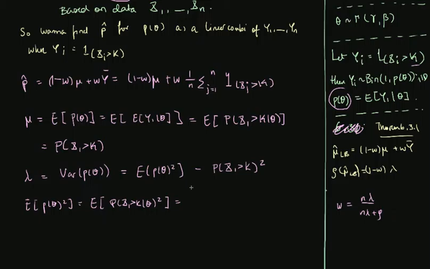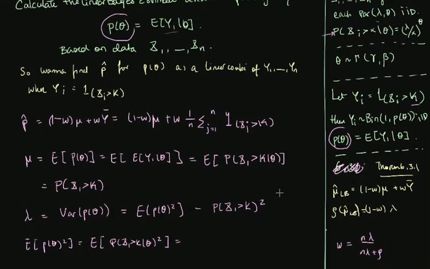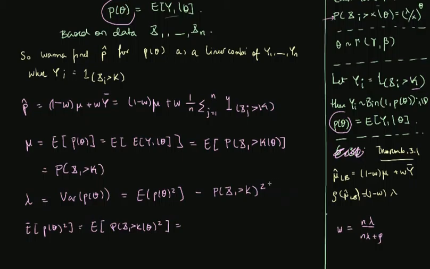Now recall that x given theta was Pareto distributed, and that means that I actually have an expression for the probability that x1 is greater than k given theta. That is exactly what I have up here with the tail probability. So I can just plug that in, and then I have lambda divided by k to the theta to the second, so to the 2 theta.